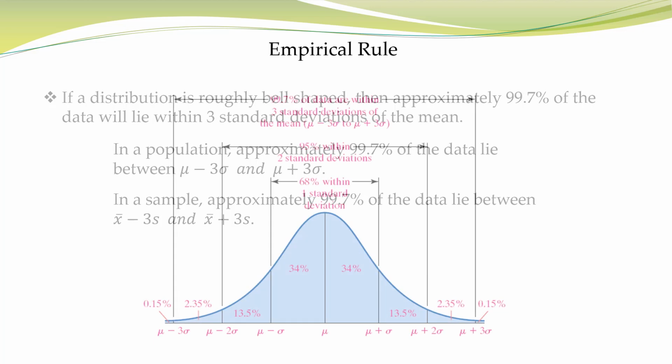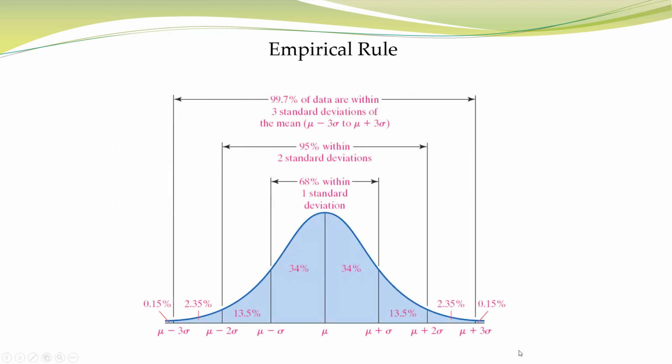Now let's look at a picture. Here's a picture of a bell-shaped curve. Mu, the mean, is in the middle, and we're going to do this for a population. So mu is in the middle. If I take mu minus 1 standard deviation, go 1 standard deviation to the left, and mu plus sigma, that's 1 standard deviation to the right. That's going to be 68% of the data. Since this is bell-shaped, that means that 34% is to the right, 34% to the left.